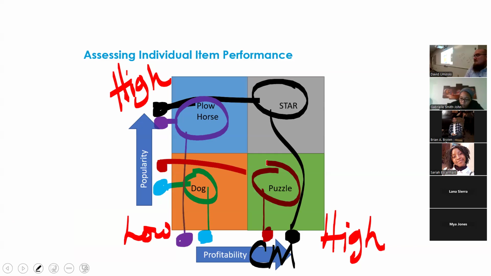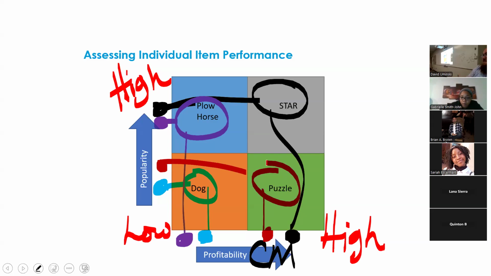Okay. So the star, those are our star performers. It makes us a lot of money and a lot of people like it. The puzzle, it makes us a lot of money, but we're confused. That's how I remember it, right? I'm confused. I'm puzzled as to why it's not popular. I'm puzzled as to why people don't like it. Okay. The plow horse, people love it. People order it. It's just doing its job.